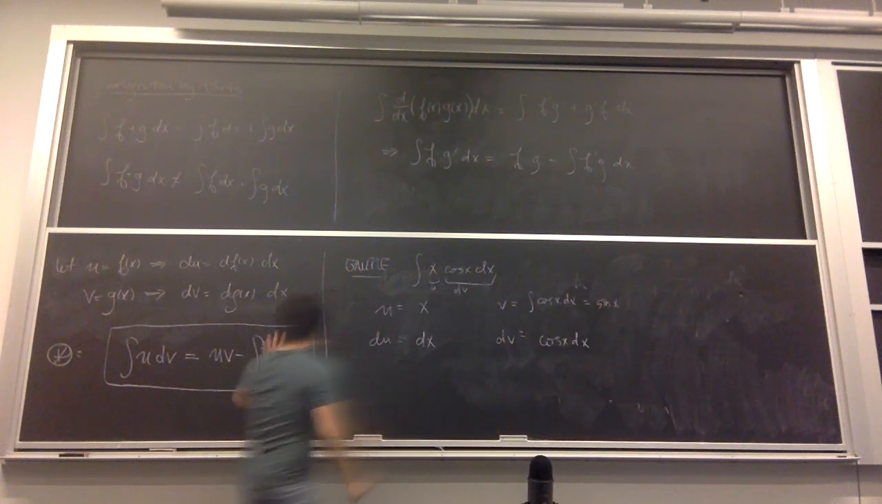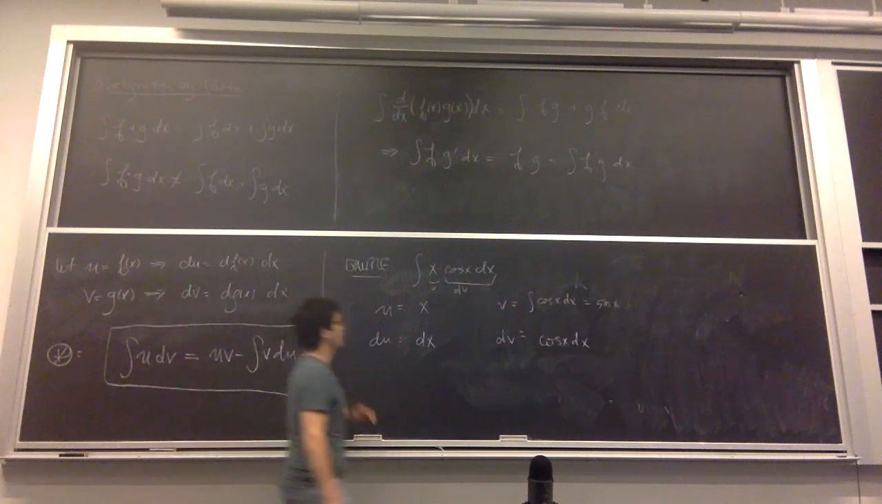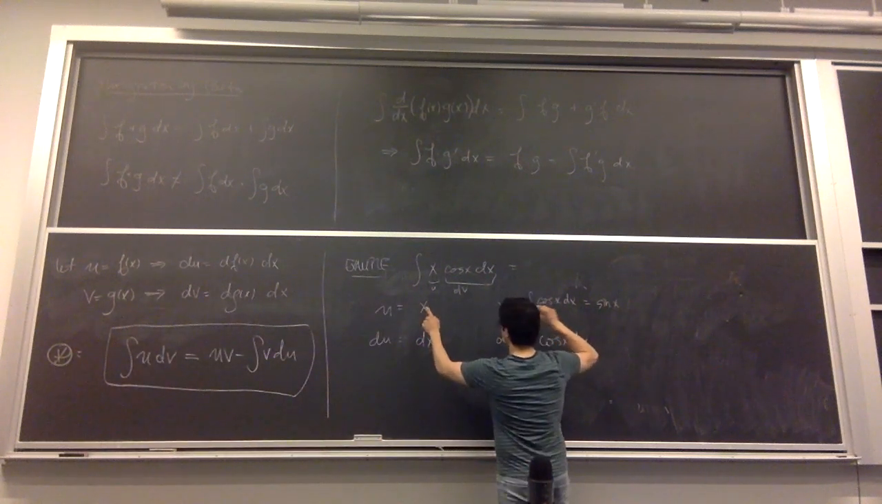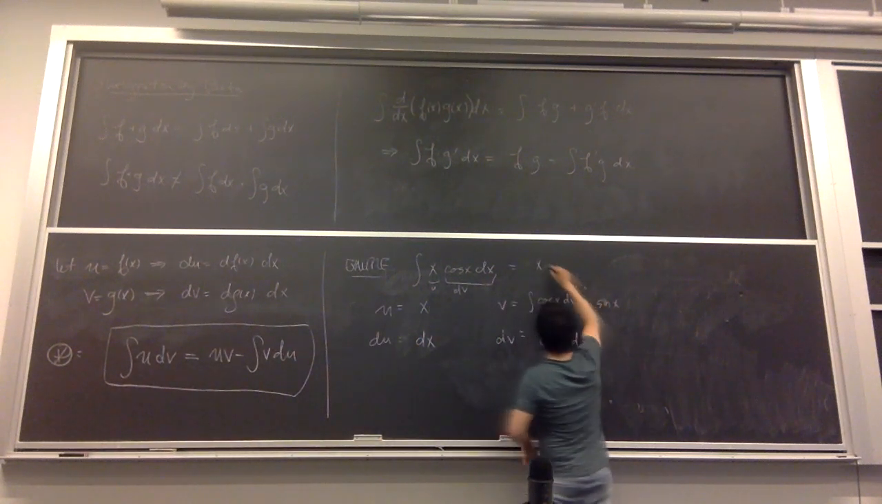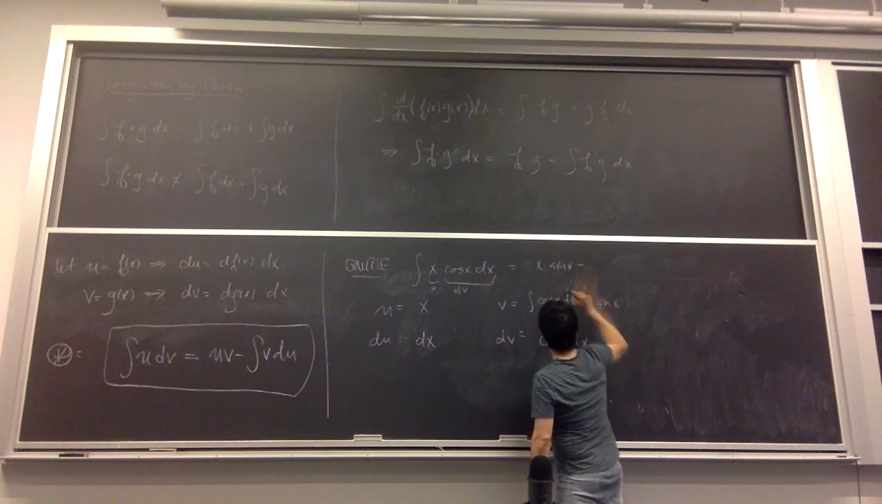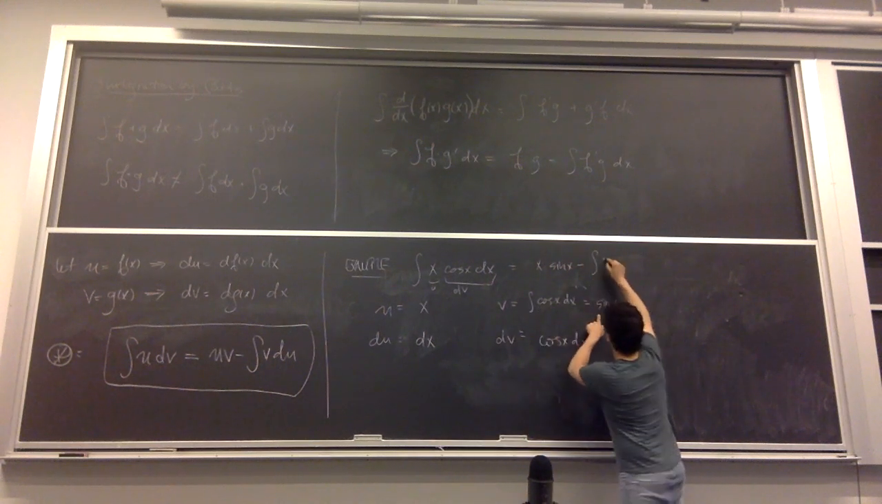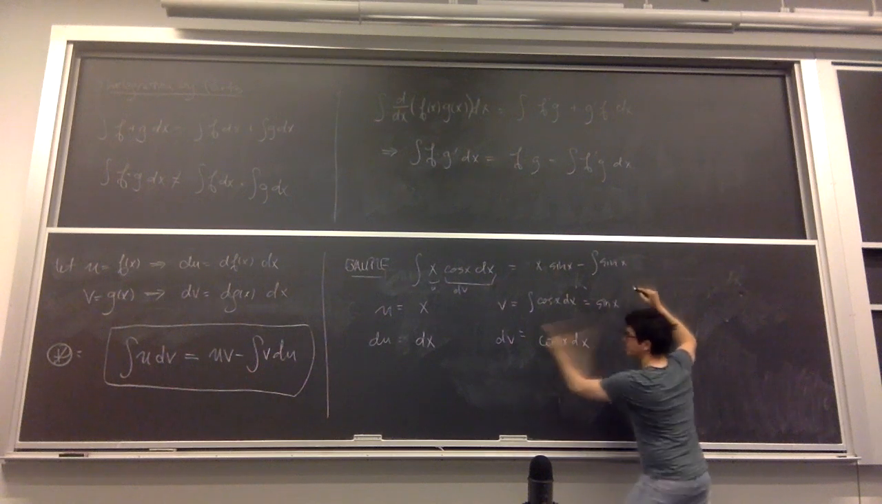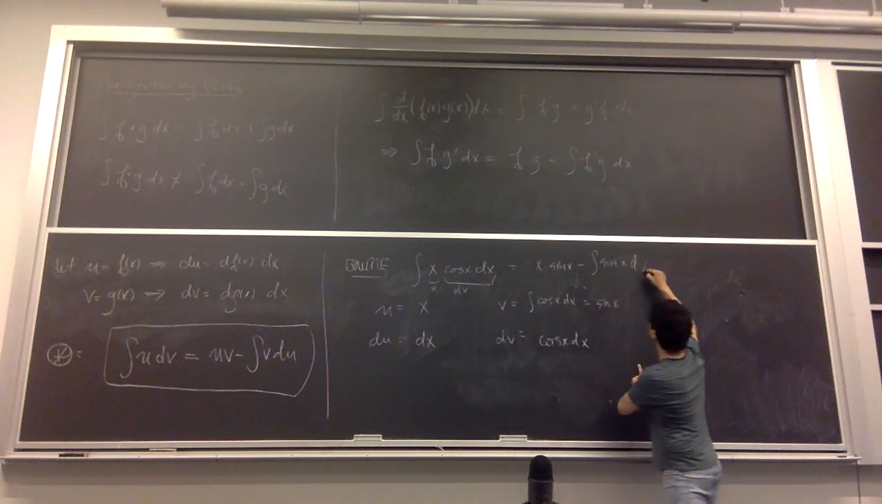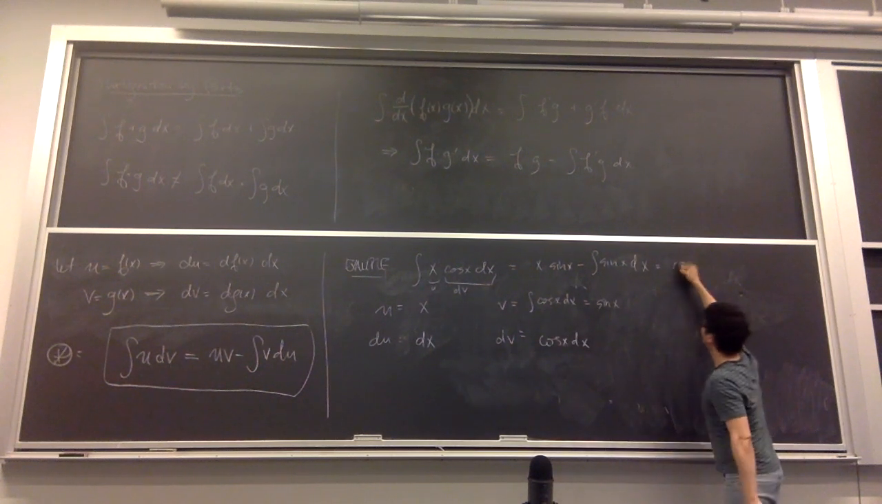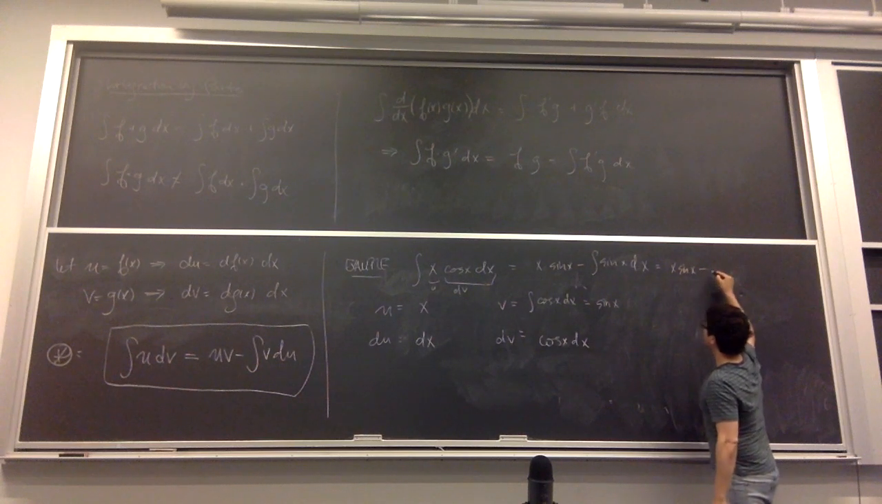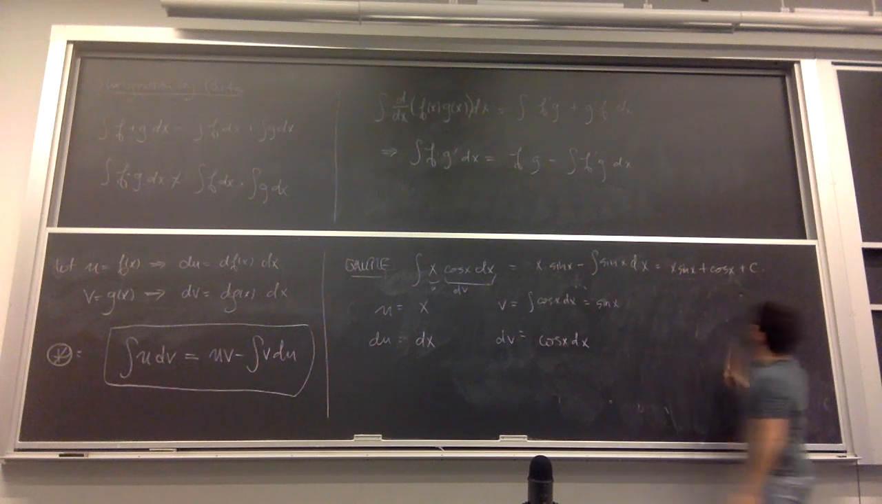Then I just use this formula to finish, right? So we're going to have this equal to uv, so x sine x, minus integral v du. Sine x, du is dx, which is going to be x sine x plus cos x plus c.